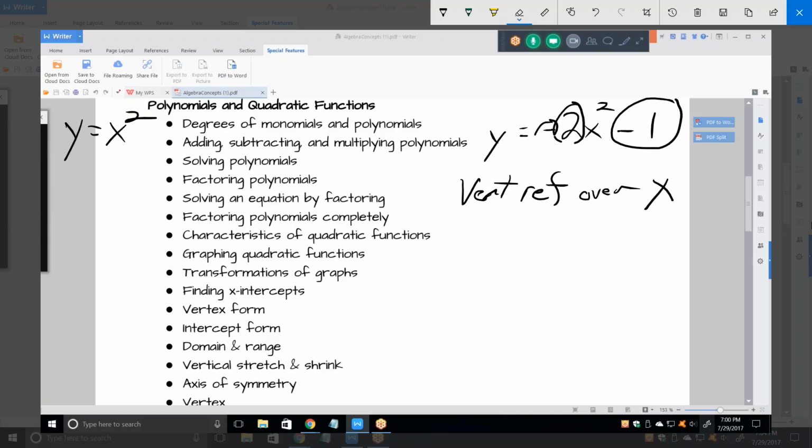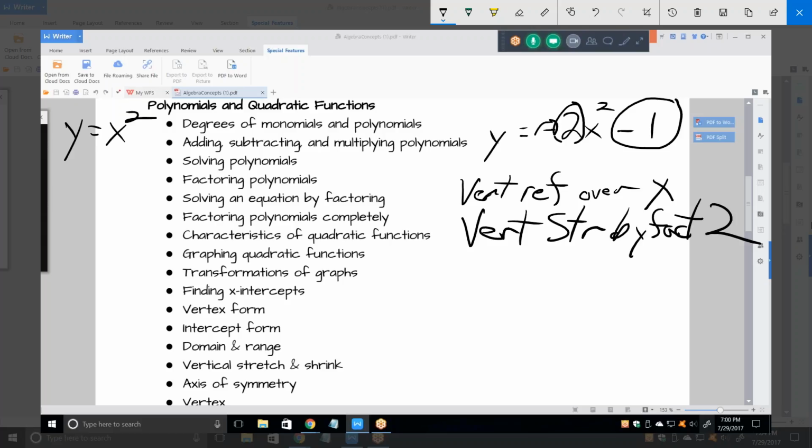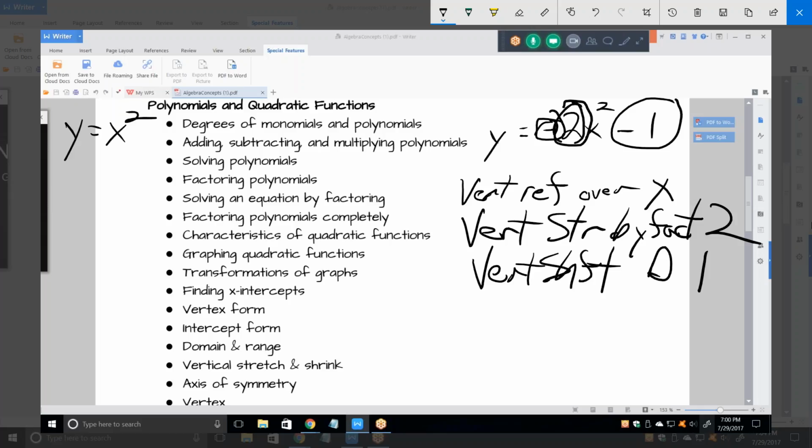Okay? So what's the 2 do? It is a vertical stretch by 2. Perfect. By a factor of 2. In other words, vertically stretched by double. And finally, what's the minus 1 do? It's a vertical shift down 1. Good. Down 1. And notice that that's outside the function, that's outside the function, and that's outside the function.